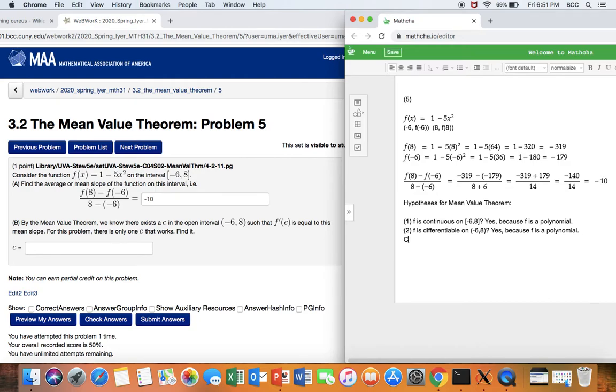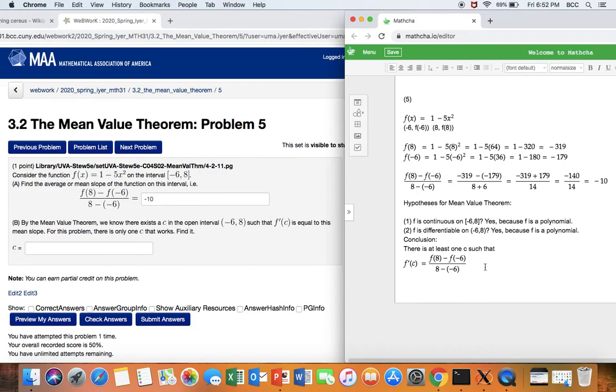So what is the conclusion? The conclusion here is there is at least one number c such that f′(c) is equal to this particular slope. You understand? This particular slope of the line joining these endpoints. That is called the mean slope or average slope.